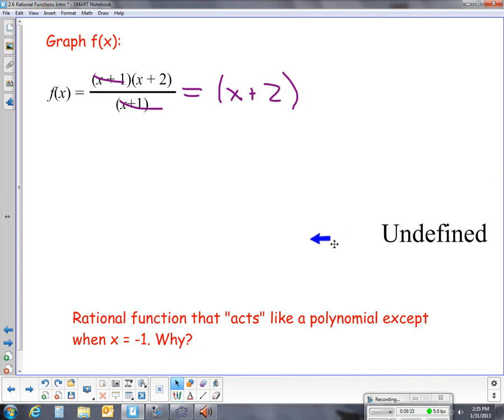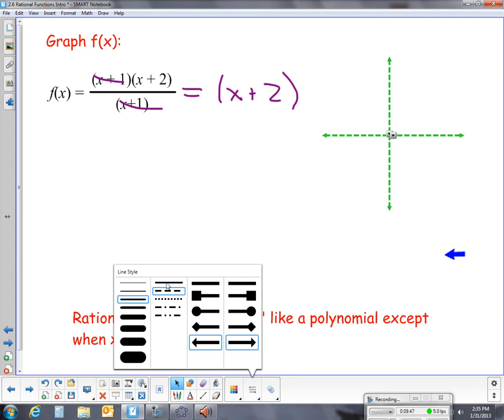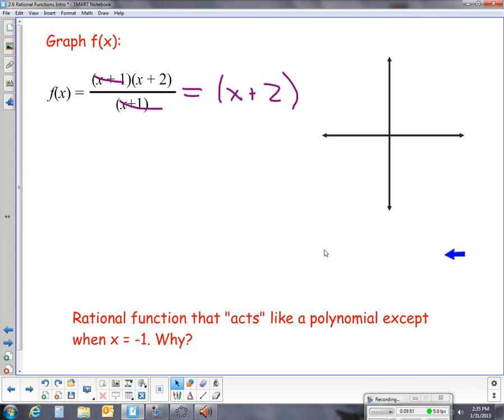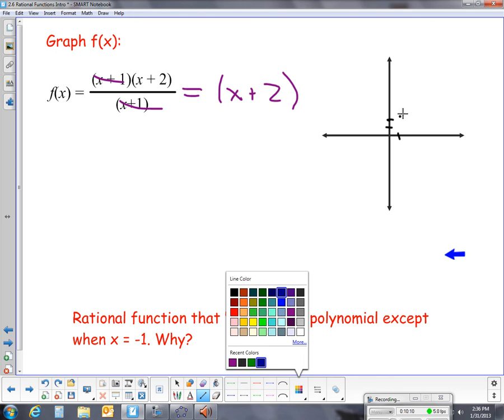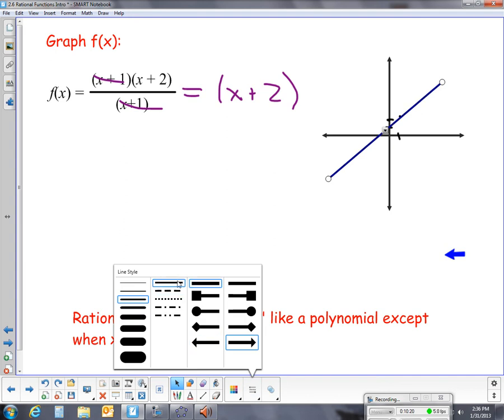And as I graph that, we'll make these solid lines in black. I'm going to go up to that point, and my slope is up 1 over 1, up 1 over 1. So this equation is something like this, as a solid line.